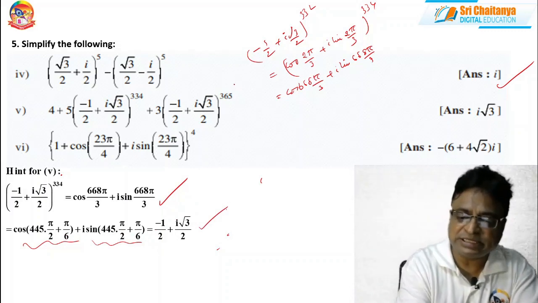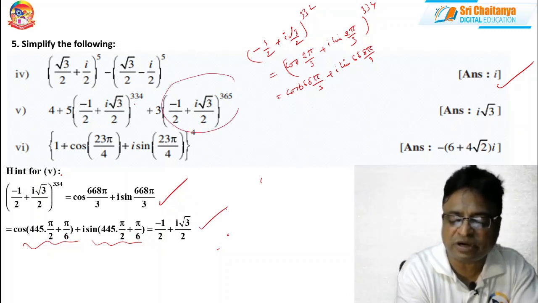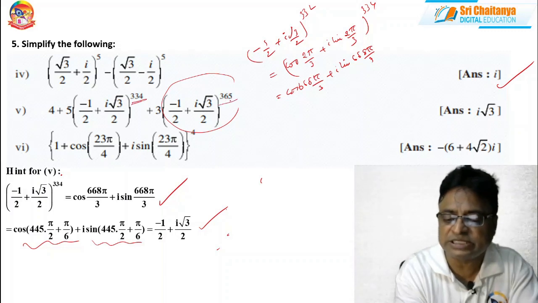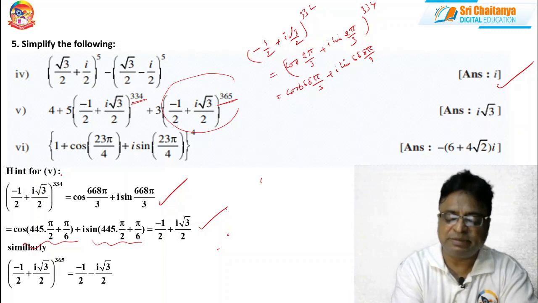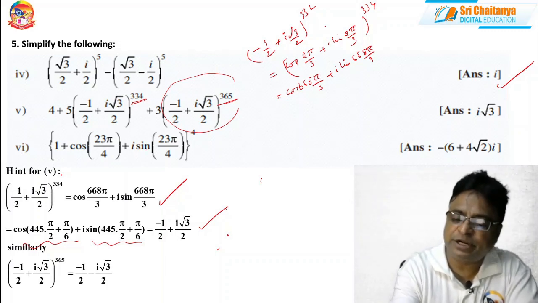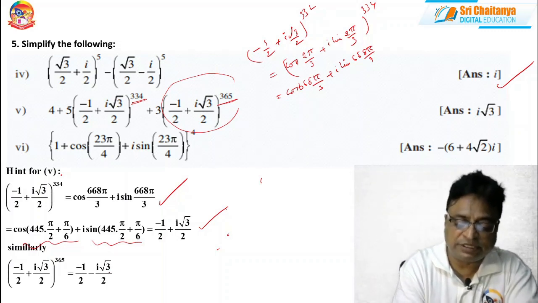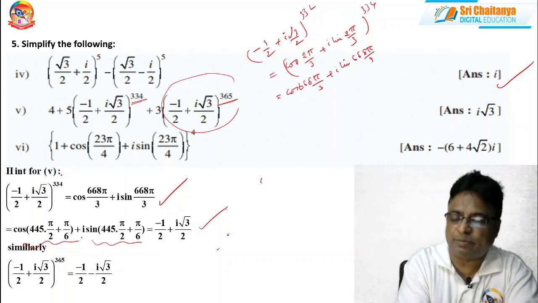On the same lines, see here, the powers are not the same. This is 334 and this is 365. That is the important point. So in a similar way, if you write the same thing and multiply with 335, then after simplification like above, you will get minus 1 by 2 minus i root 3 by 2.